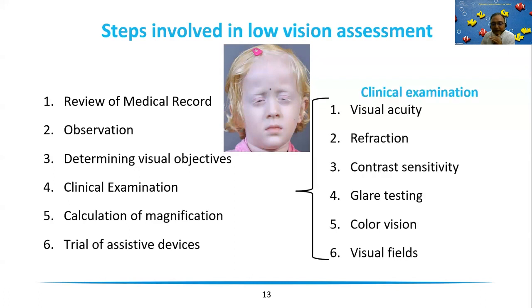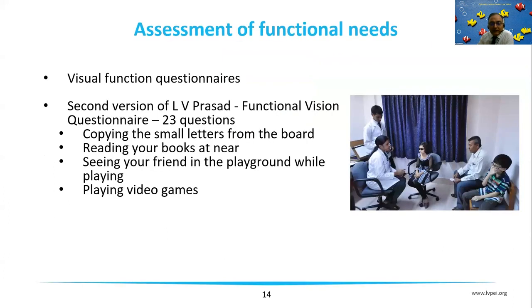In the clinical examination, you consider these 6 visual functions you try to assess. We will focus on the first 4 during this presentation. Calculation of magnification, we'll briefly look into. Trial of assistive devices, I think the next presentation is about assistive devices. So we will leave the assistive devices for today's presentation. We'll not cover that.